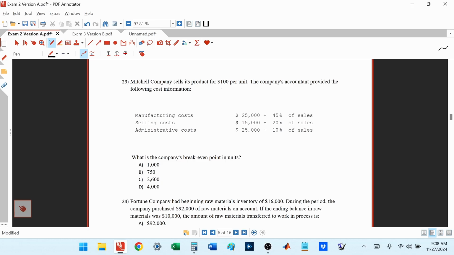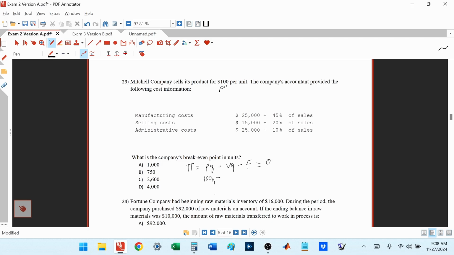Mitchell Company sells its product for $100 a unit. The company's accountant provided the following cost information. What is their break-even point in units? So profit equals revenue minus variable costs minus fixed costs. Set it equal to 0 and solve for Q to get the break-even point. That's how you find the break-even point. It's the Q that makes the profit 0. So our P is 100. So that's our revenue, 100 times Q.